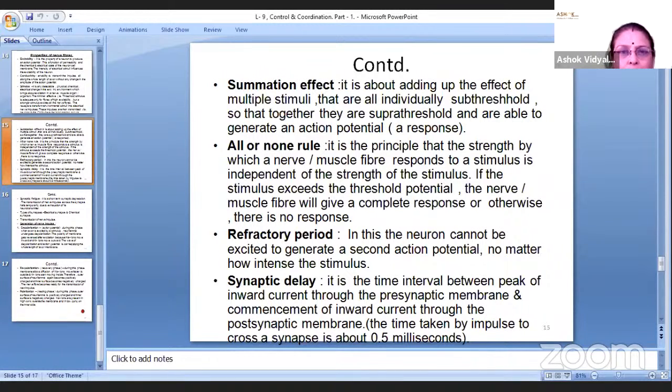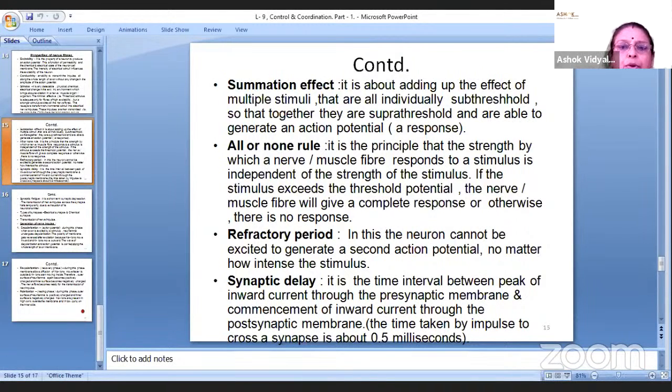Then the all or none law. It is the principle that the strength by which a nerve or muscle fiber responds to a stimulus is independent of the strength of the stimulus. If the stimulus exceeds the threshold potential, the nerve or muscle fiber will give a complete response, or otherwise there will be no response. That means suppose the stimulation is given, the strength is enough, that is the threshold potential, then it will complete the response, or otherwise there will be no response at all. Clear?